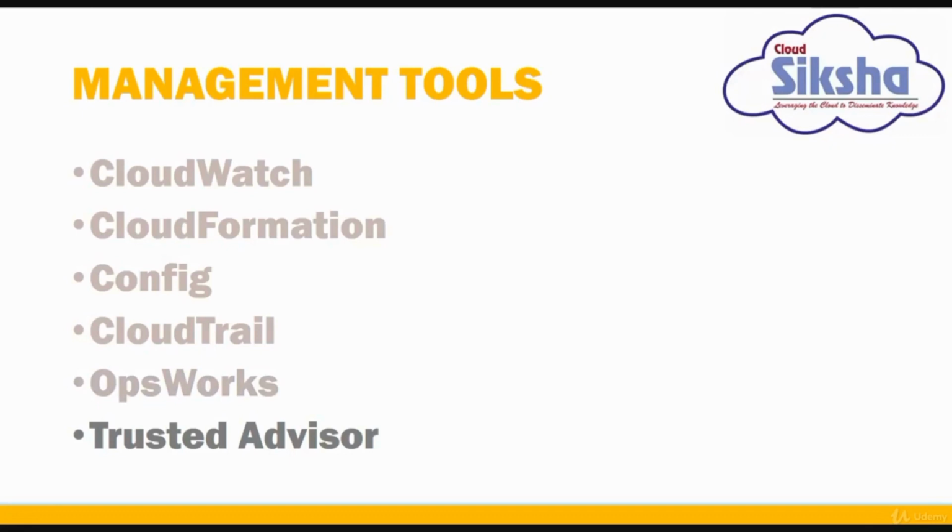The final management tool we'll look at is known as Trusted Advisor. As the name indicates, it's an advisor type of service which looks at your infrastructure and helps you to see how this infrastructure can be optimized so that you can reduce the cost, your performance can increase, and also how you can make your resources highly secure. So this sort of gives you real-time guidance to help you provision your resources following the AWS best practices.